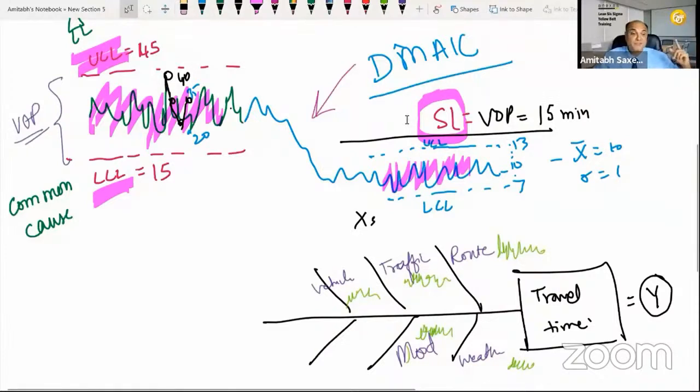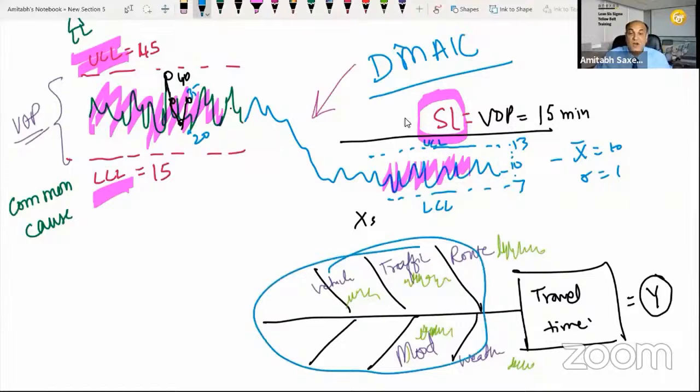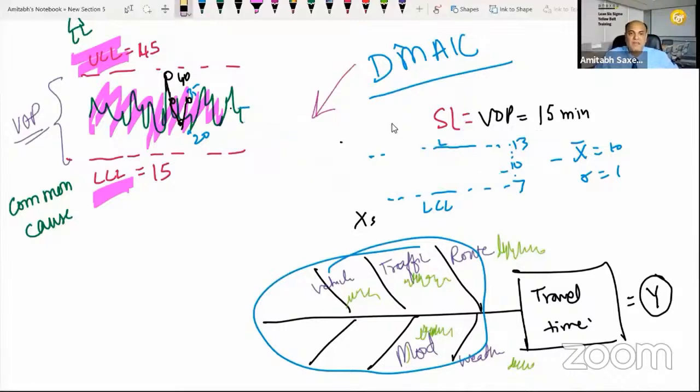Then you have to identify which process factor is the root cause. So many X factors are there. Which of them is affecting why I'm at 30? Of course, I just took an example of traveling time.